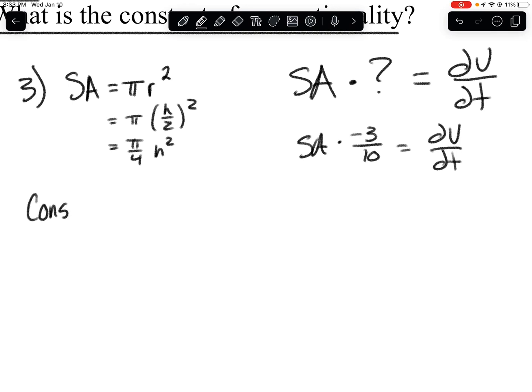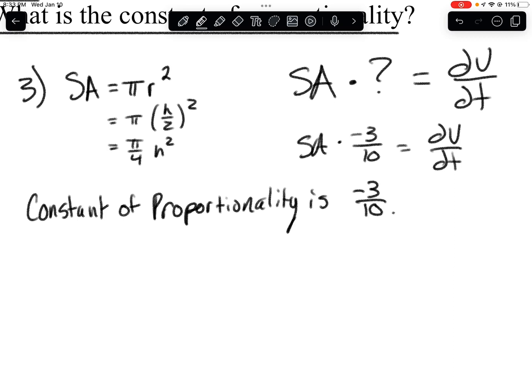I know that my constant of proportionality is -3/10.